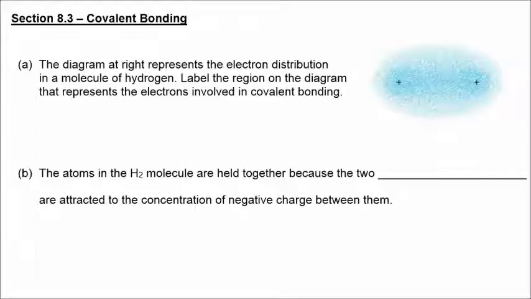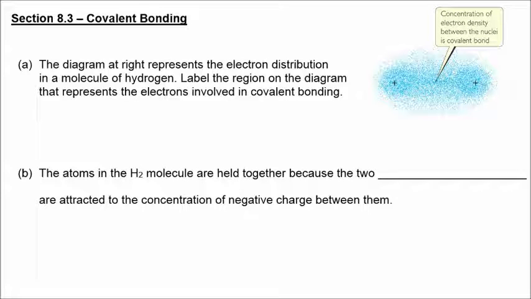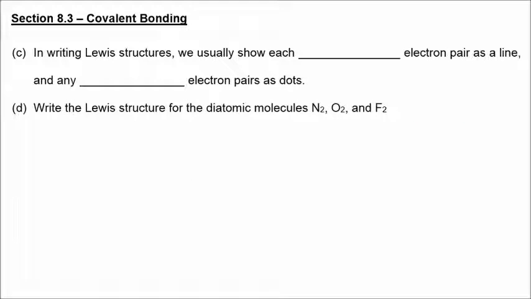Section 8.3, covalent bonding. The diagram at right represents the electron distribution in a molecule of hydrogen. So where are the electrons involved in covalent bonding? Well, they're in between the 2 positive nuclei, and that represents the covalent bond. So the atoms in the hydrogen molecule are held together because the 2 positive nuclei are attracted to the concentration of negative charge between them.